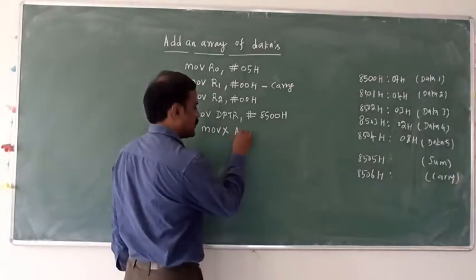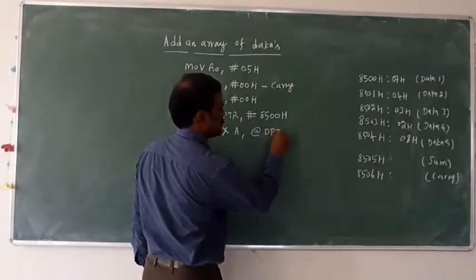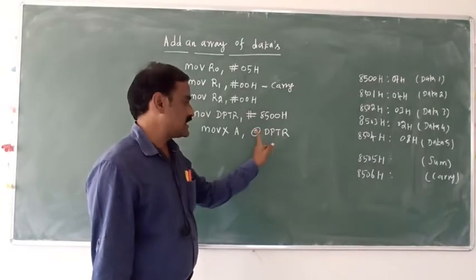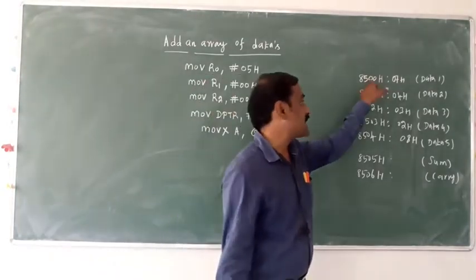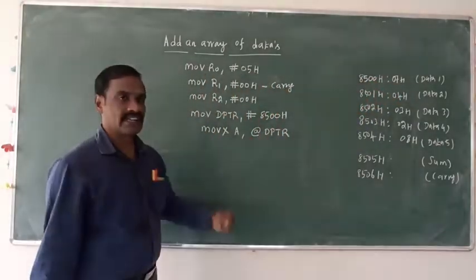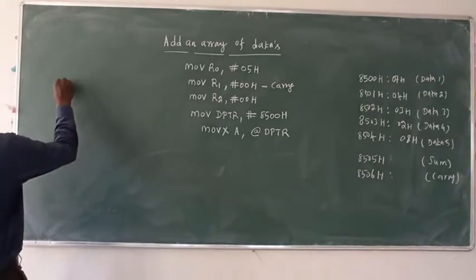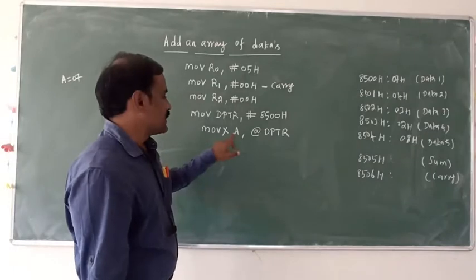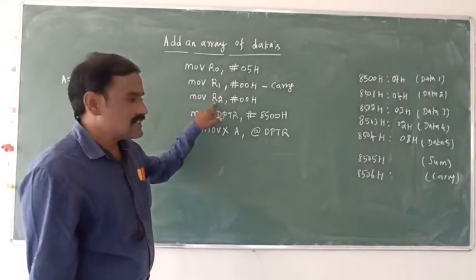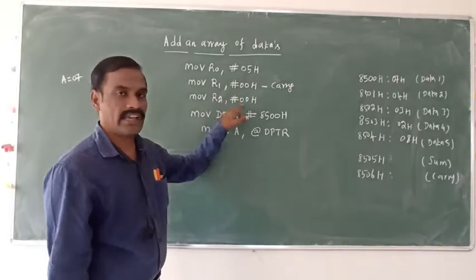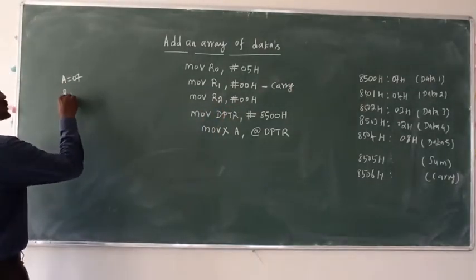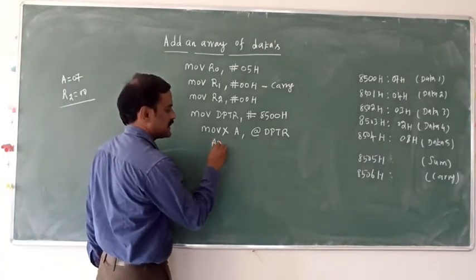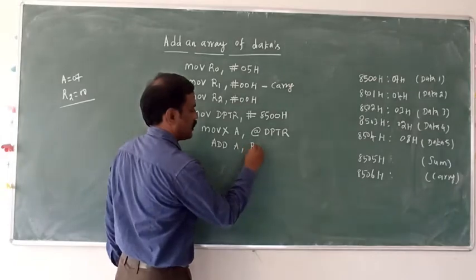MOVX A, @DPTR. @DPTR means, here the DPTR address is 8500, and the memory address location data is moved to the A register. Now register A has 07, and we add it with register R2, which is 00. Now add these two data. For that we use ADD A, R2 register.